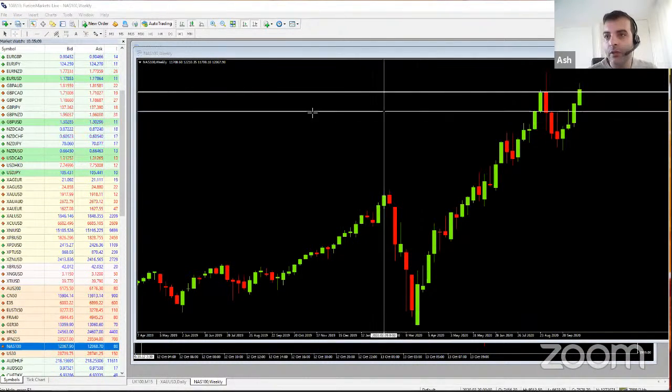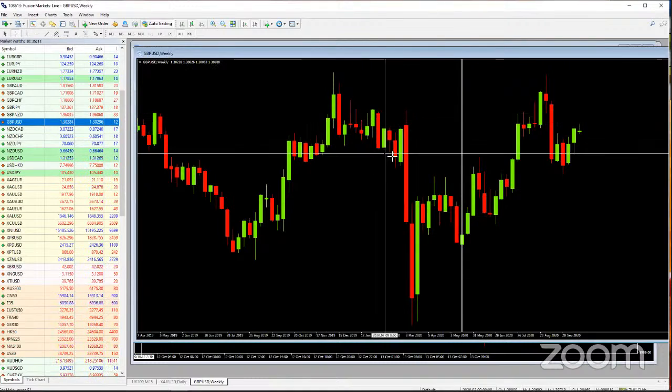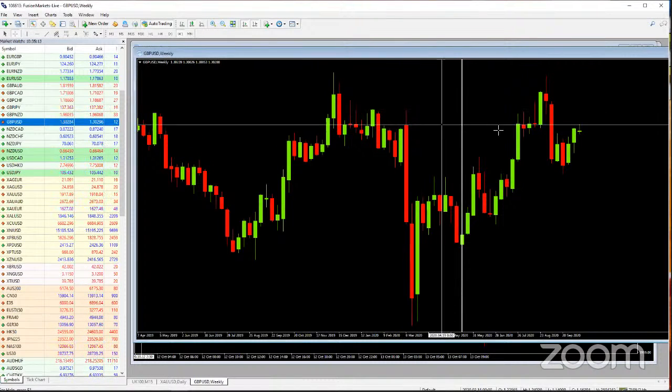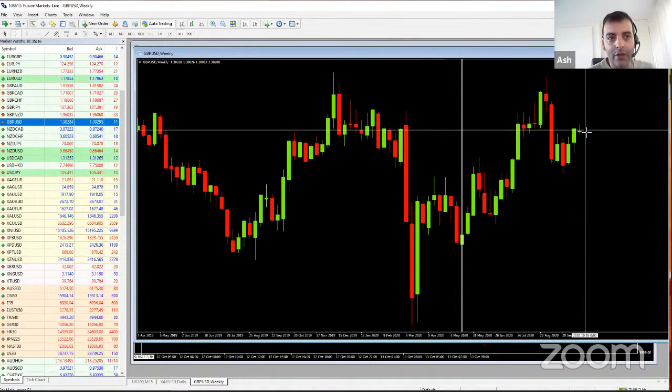Well, I mean, the pound, let's have a look, given the lockdown situation. Oh, well, the lockdown situation isn't particularly good, but look at this on the weekly. I mean, it is at a pretty decent level of resistance.